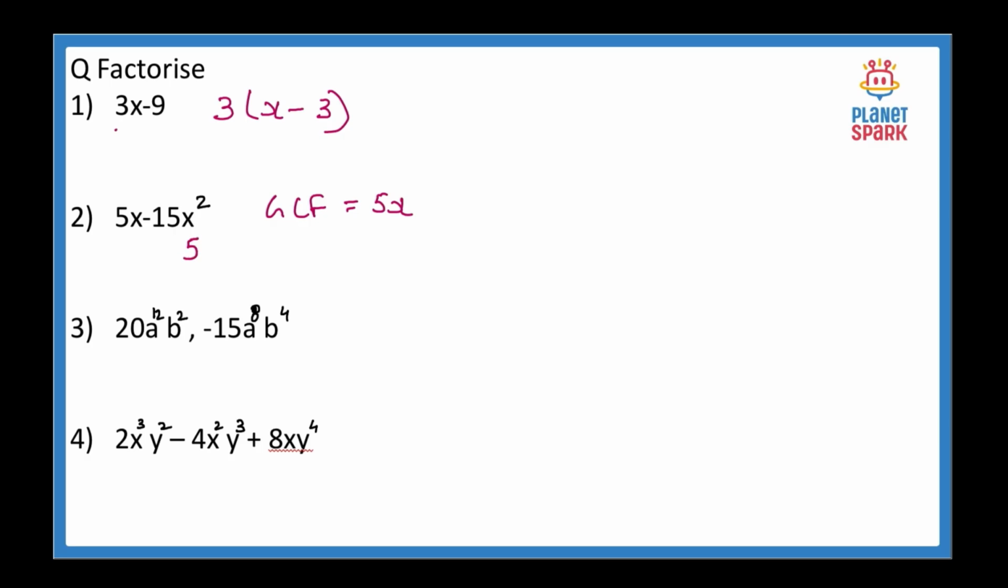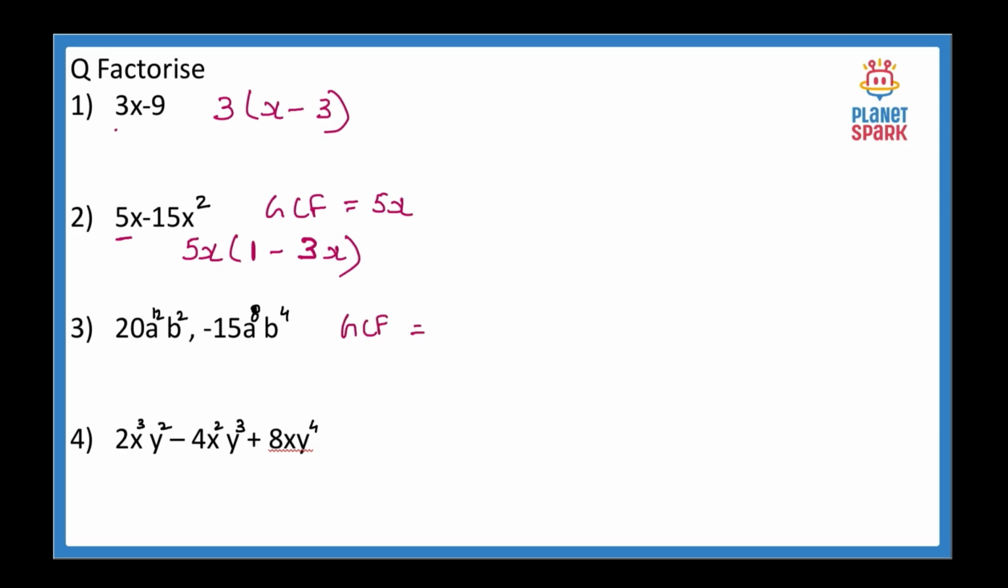5x minus 15x square. The greatest common factor is 5x. Let us take 5x common. In the first term it will become 1. And out of 15x square, if I take out 5x common, I would be left with 3x. So 5x bracket 1 minus 3x.